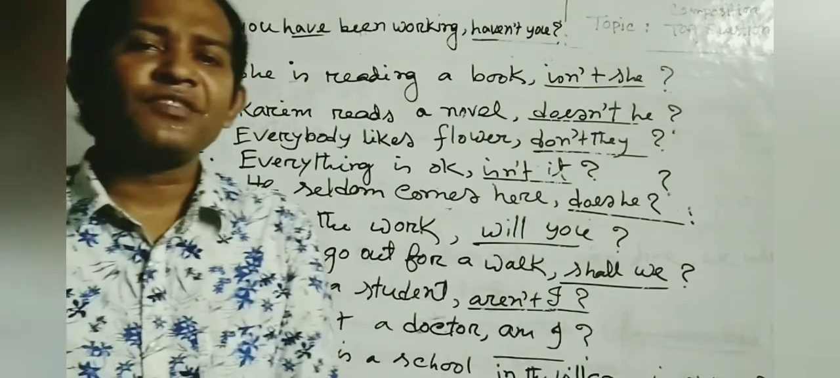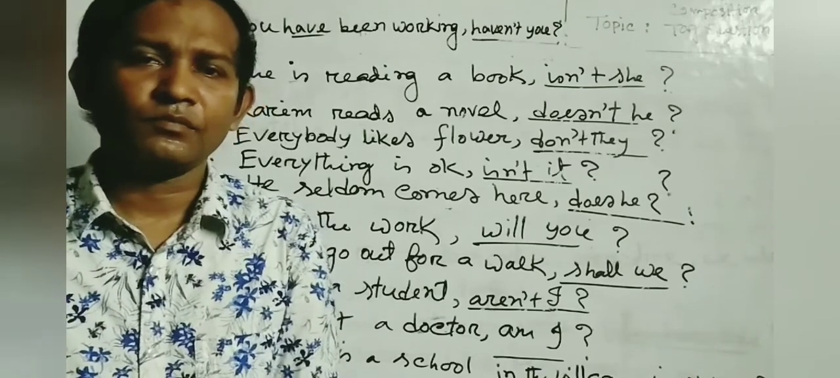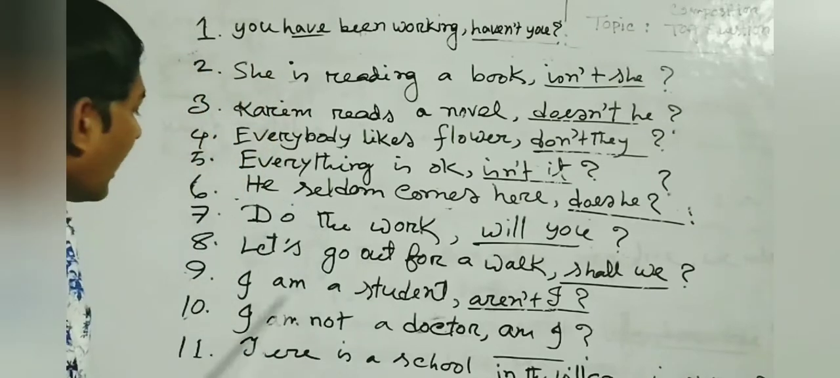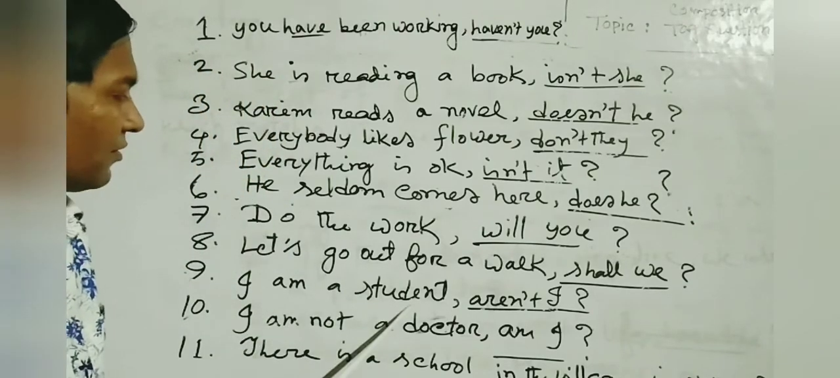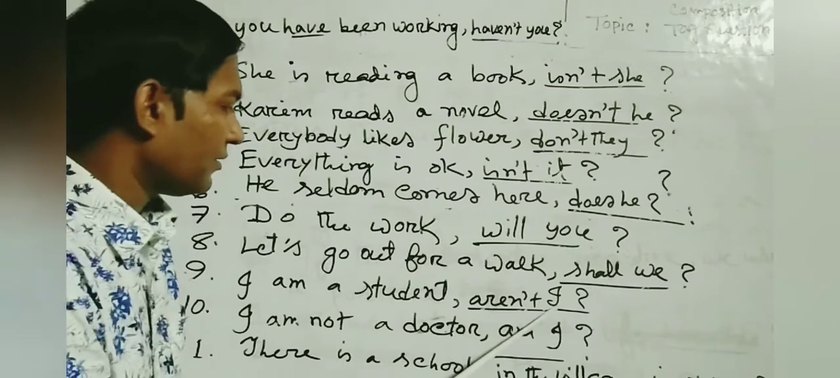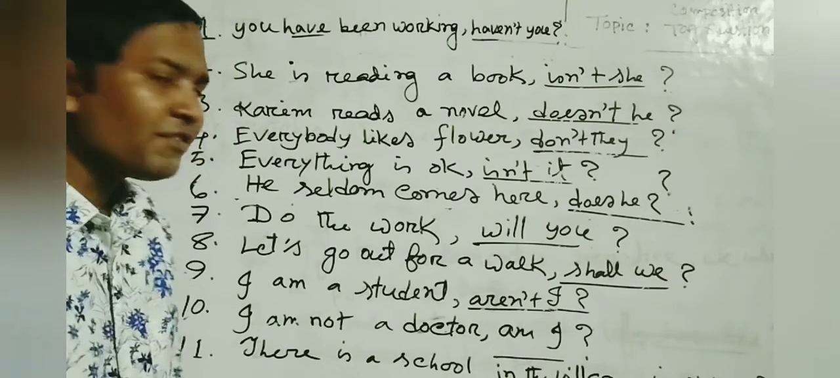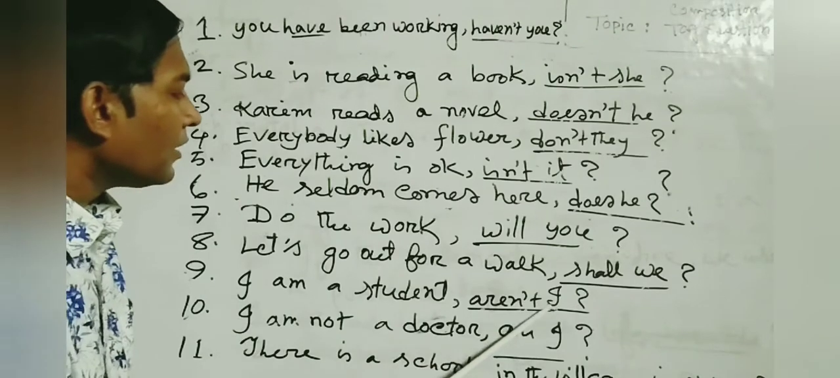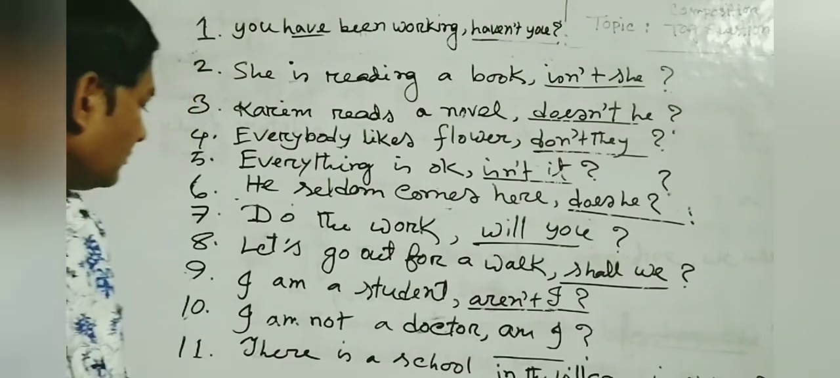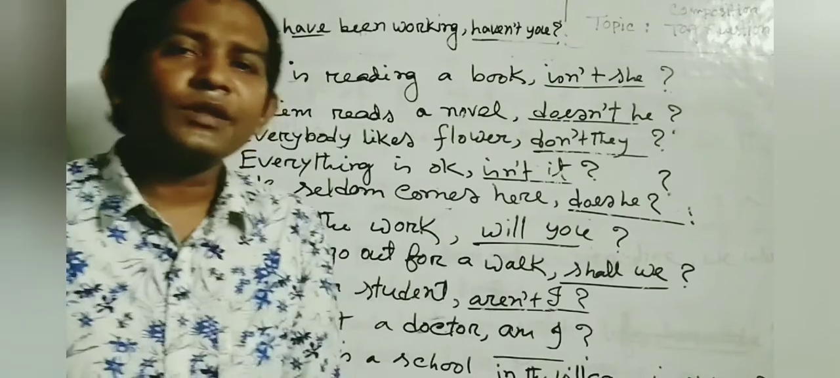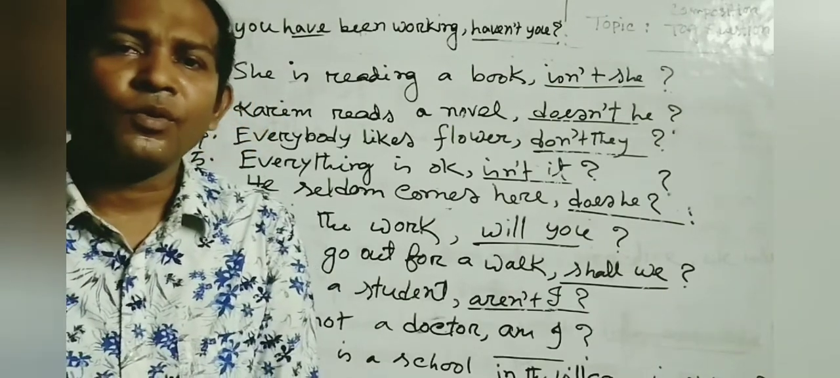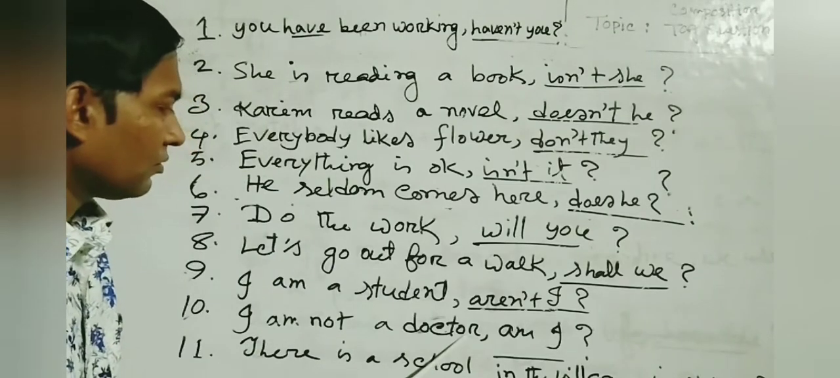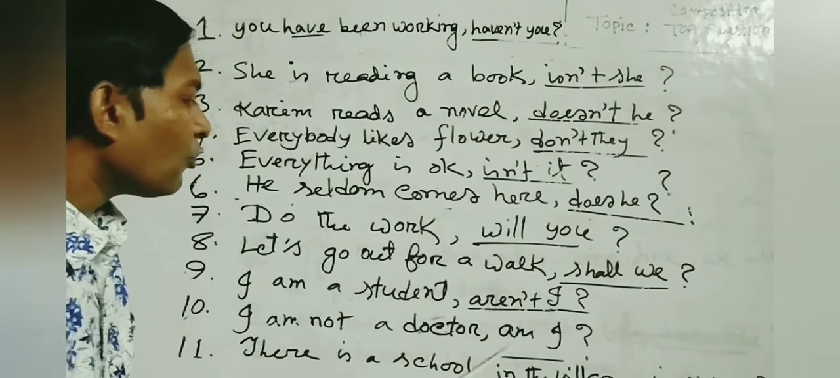Students, in sentences with I am, we use aren't in the tag. For example, I am a student. The tag will be aren't I. The sentence starts with I, so we use I in the tag question. But with am not, we use am I. I am not a doctor, am I? The tag will be am I.